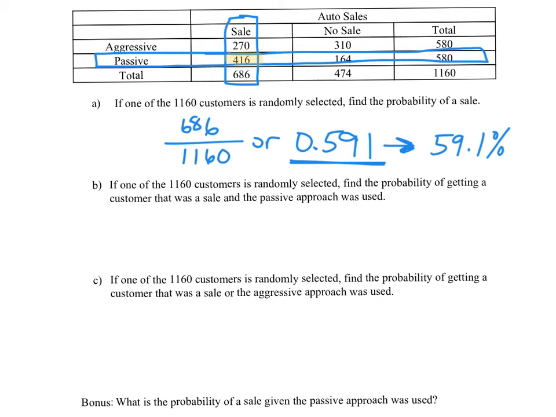The 416 is the intersection of those two conditions. We had a sale and the passive approach was used. So 416 is the number, and the total possible customers is 1,160. So 416 out of 1160, or 0.359.